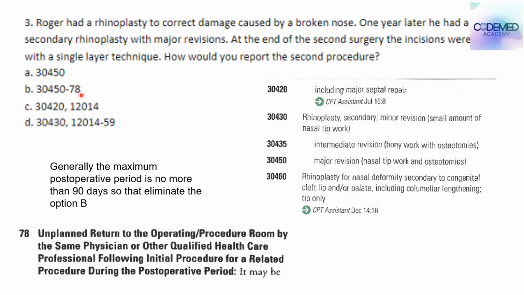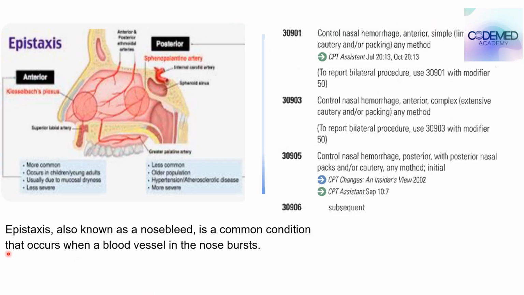Now between A and B, the B has a modifier 78. The modifier 78, we write whenever the patient comes back during the postoperative period due to some problem related to the procedure. Now the patient had a problem, but that problem was one year back. Remember that the maximum postoperative period is never more than 90 days. And this is like 365 days, because one year later he came. So we cannot even use the 78 modifier here. So the answer is 30450. The answer is A.